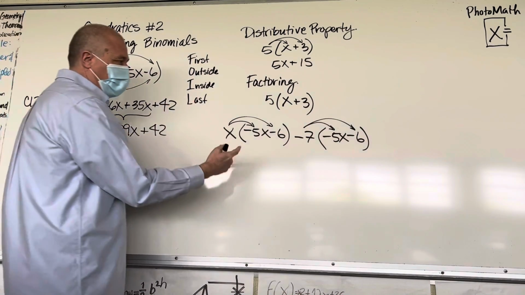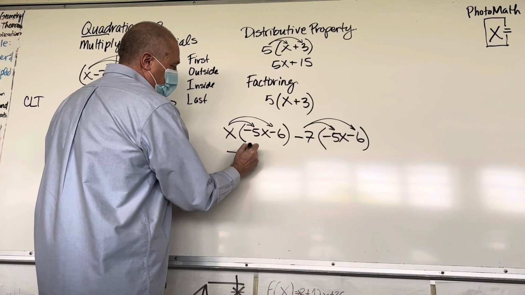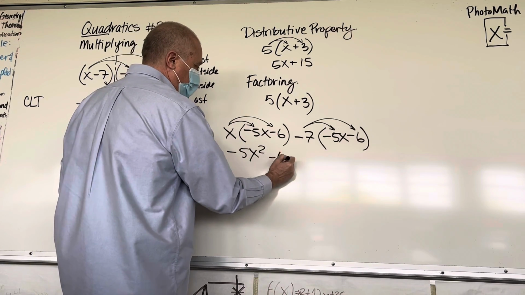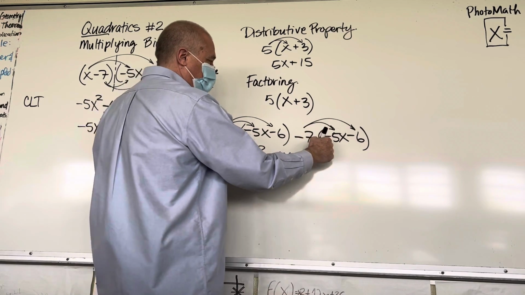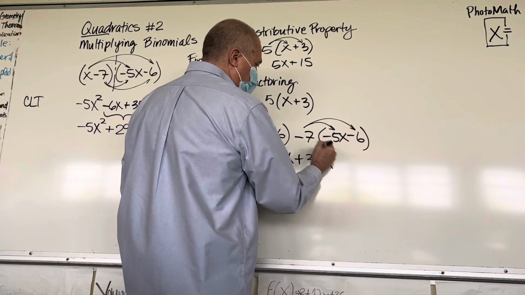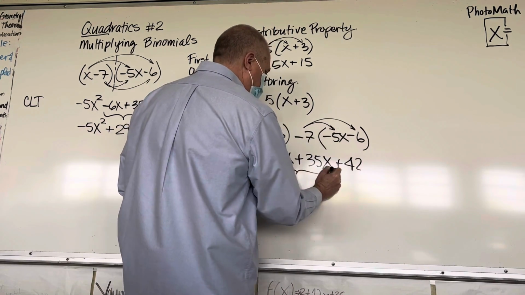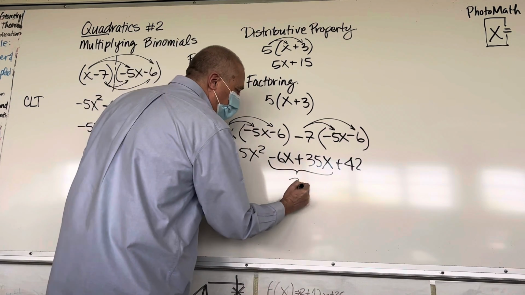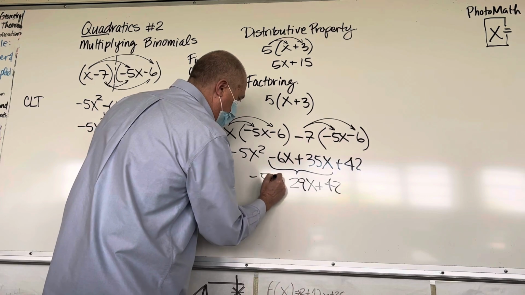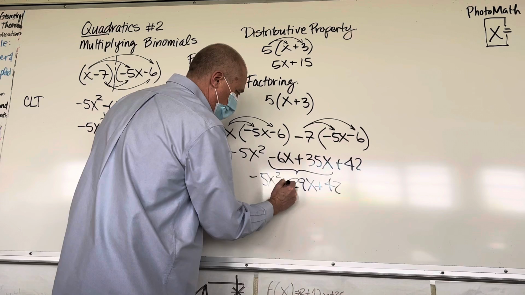So, and then if you multiply this out, we'll do the same thing. Negative 5x squared, negative 6x, negative times negative is positive, 35x, negative times negative is positive, and a 42. Combined like terms, 35 minus 6 is the 29x, the 42 is still on the tail, and the negative 5x squared is here, and this became positive because the larger one was positive.